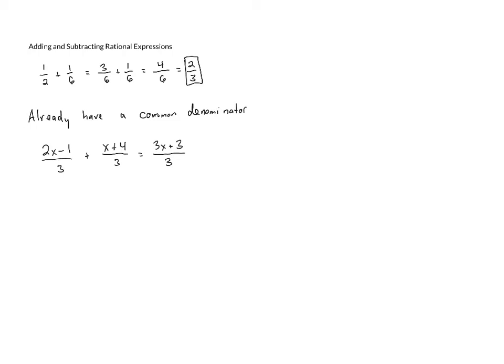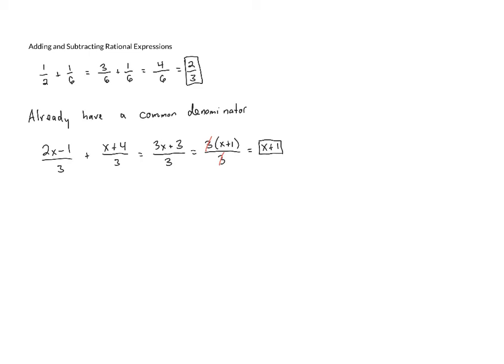Now we want to see if we can reduce, and remember, when we simplify rational expressions, we need to factor any polynomials that can be factored. So in the numerator, we can pull out a GCF of 3, and then that leaves us with x plus 1. And in the denominator, we have 3 as well. And we can see that there's a factor of 3 that can be canceled in the top and bottom. When we cancel that, we're just left with x plus 1. So when we add 2x minus 1 over 3 plus x plus 4 over 3, we end up with a final answer of x plus 1.